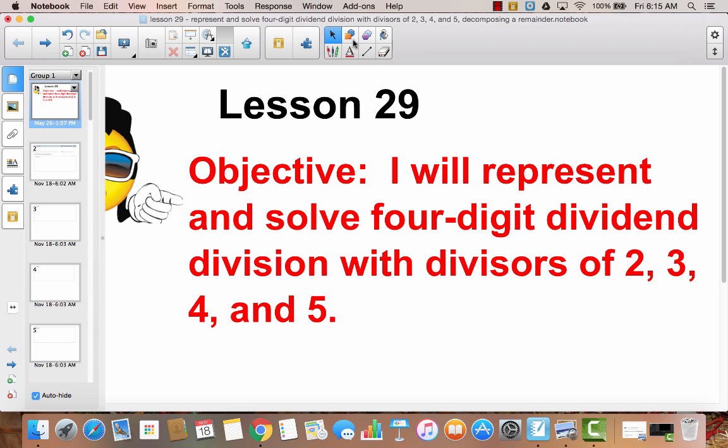Lesson 29, I will represent and solve four-digit dividend division with divisors of 2, 3, 4, and 5. So in this lesson, we're continuing to deepen our understanding of how we can use long division to divide four-digit numbers by the divisors 2, 3, 4, and 5.